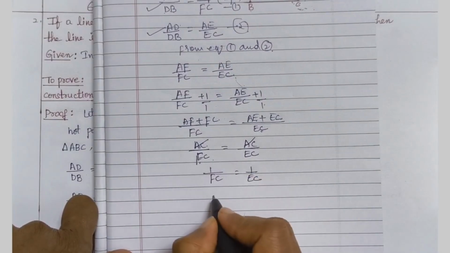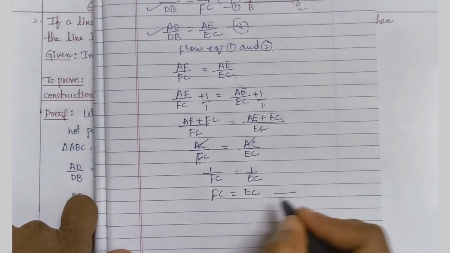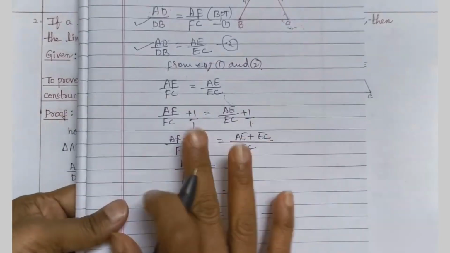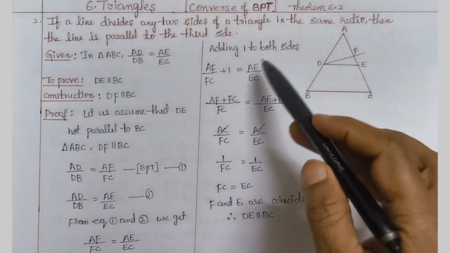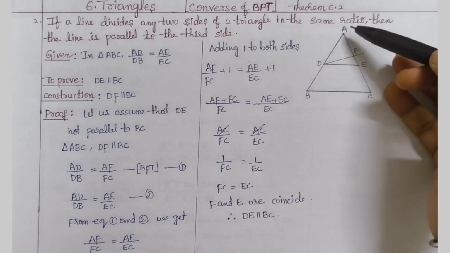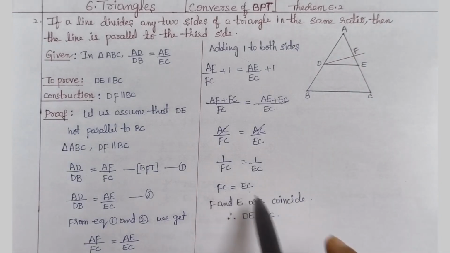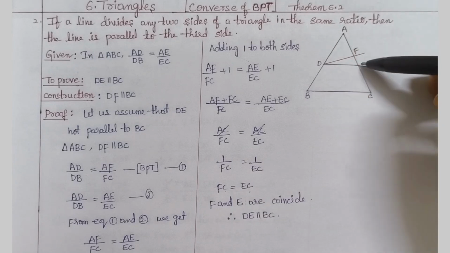Now you can take the reciprocal also. FC equal to EC you will get. This concept you have to do. This is clear, I think. Now see here, in the fair notes also it is the same. So FC is equal to EC.